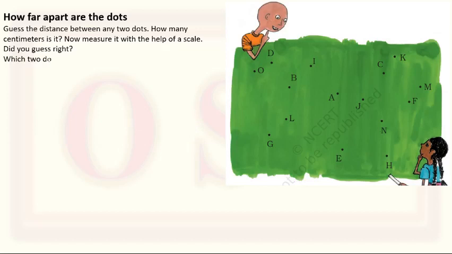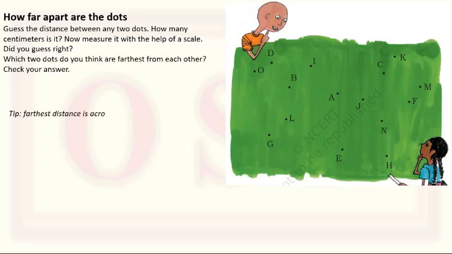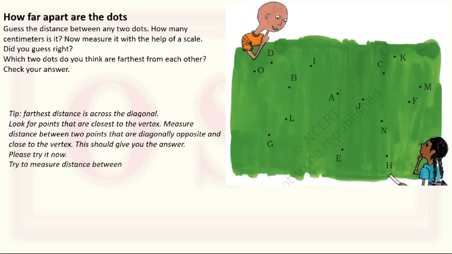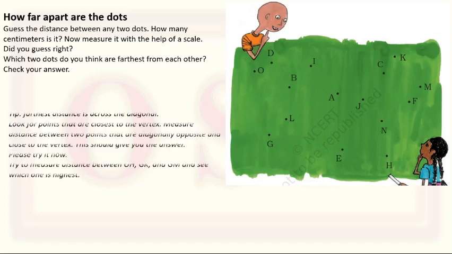Okay guys, which two dots do you think are farthest from each other? Check your answer. Tip for you: the farthest distance is across the diagonal. Look for points that are closest to the vertex. Measure the distance between 2 points that are diagonally opposite and close to the vertex. This should give you the answer. Please try it now. Try to measure the distance between OH, GK and GM and see which one is highest.